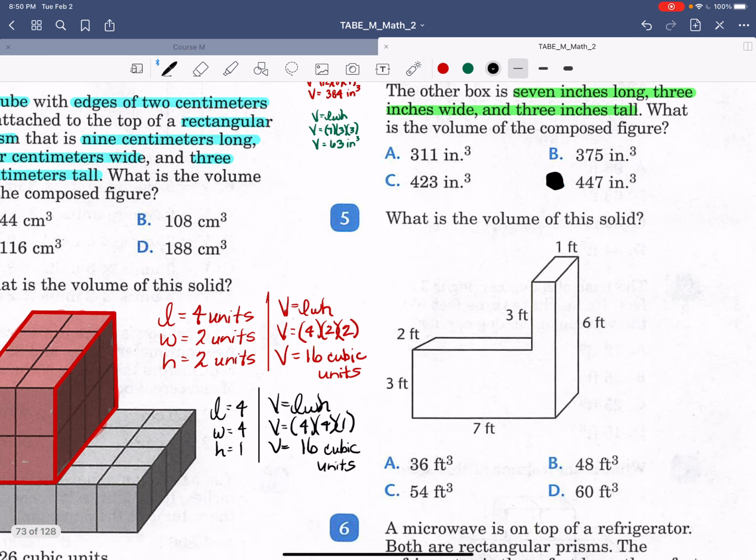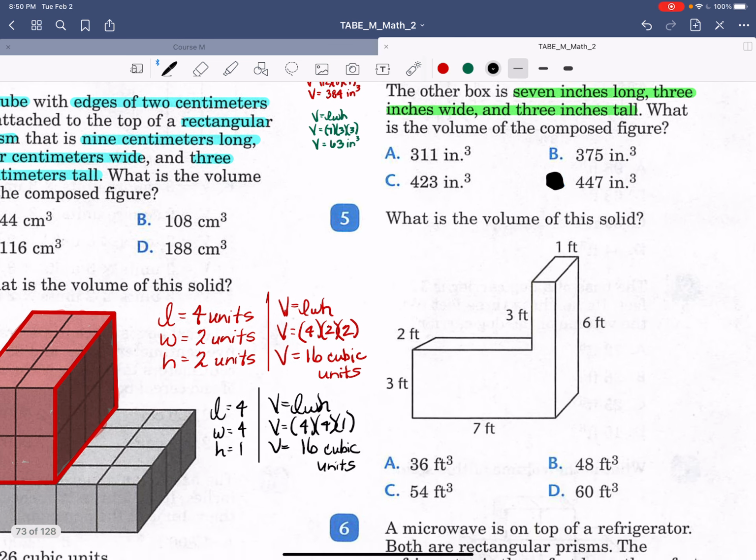Number 5, what is the volume of this solid? Now, let me go ahead and do a little bit of drawing. I'm going to put in a line, an imaginary line. So I'm going to make it a dashed line. Anytime you want to show an imaginary line, use a dash, and that indicates that it's not really there, but it's there for my brain to sort of understand the problem a little better.